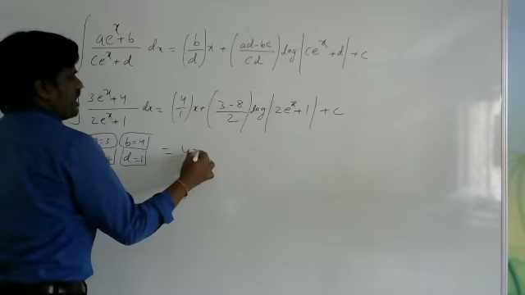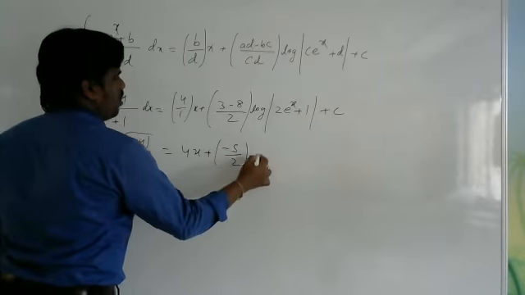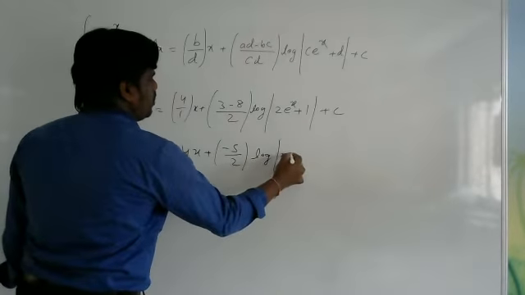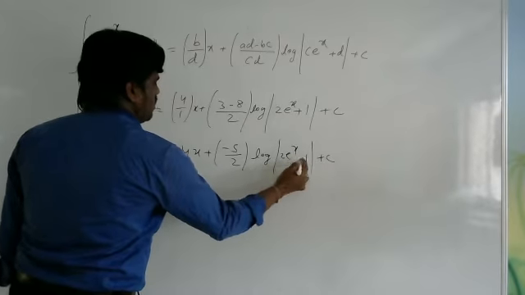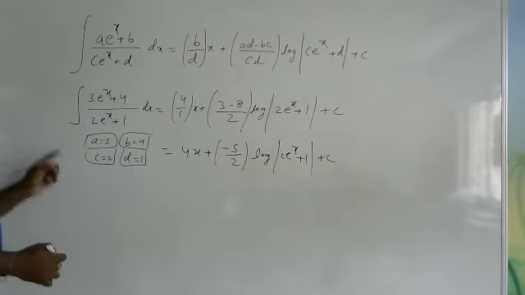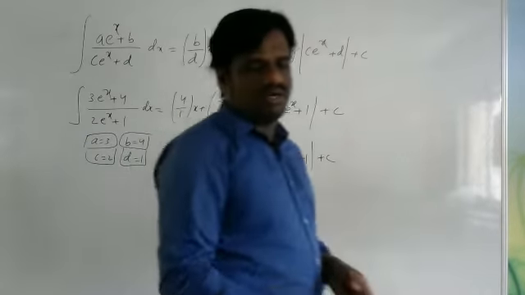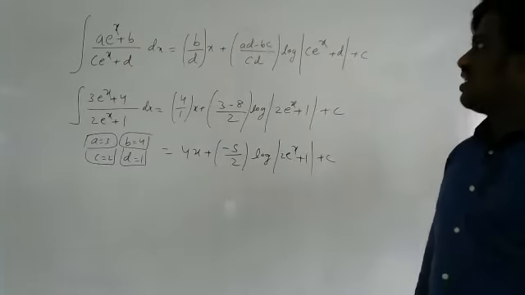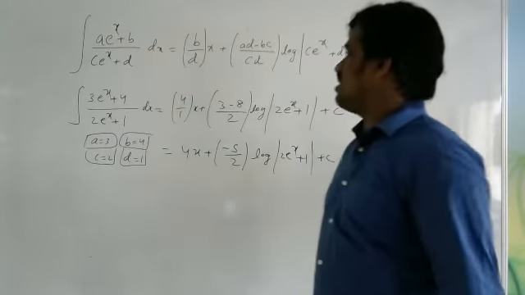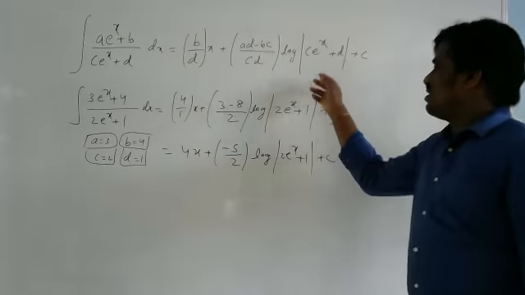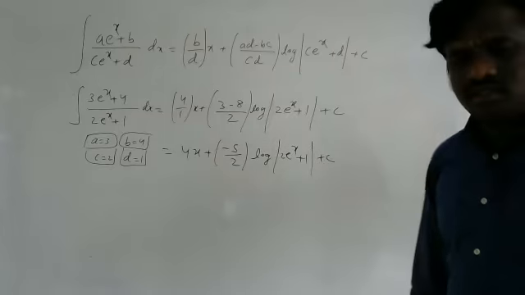That is 4x plus minus 5 by 2 log mod 2 e power x plus 1 plus C is the answer. This is the answer. So whenever you have questions of this model, like integration of (a into e power x plus b) upon (c into e power x plus d) dx, then we can use this formula. This formula can be used as a shortcut.